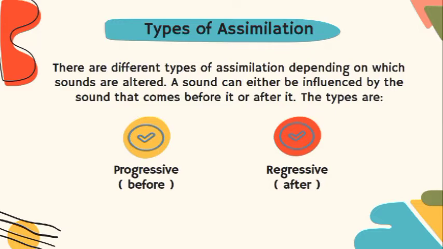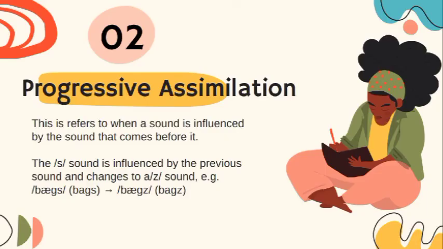For example, the S sound is influenced by the previous sound and changes to a Z sound. For example, bags. We don't say "bags" with an S, but we say "bagz". The S sound changes to a Z. Another example is when we say shoes and clothes.